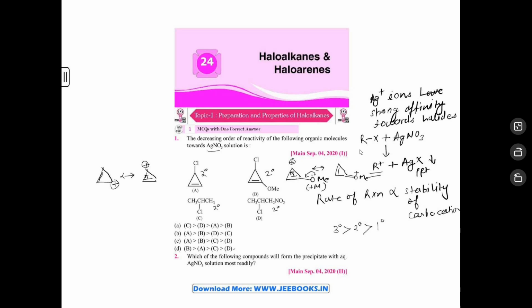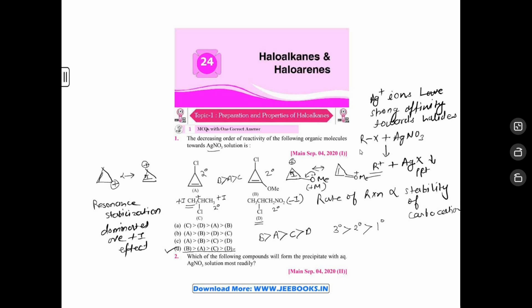Now let's look at this C. C will give a secondary carbocation, which will be least stable as compared to A and B, because resonance stabilization dominates over the plus I effect, and here you have only the plus I effect of the methyl group. Therefore B is more stable, A is less stable than B, and A is more stable than C, and D is the least stable due to the presence of the nitro group which has a minus I effect. Hence the order of reactivity will be B, A, after that C and D, and this is matching to option D. So the correct answer is D.